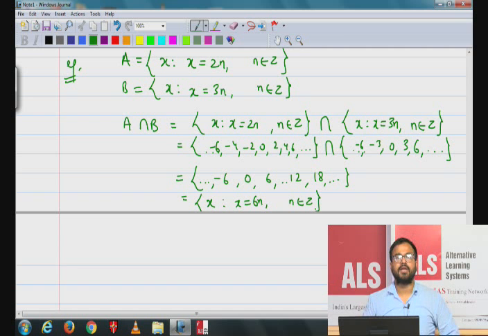So this is what is meant by intersection of two sets. Intersection means we are taking the common elements from both of them, and the common elements from set A and set B are all the multiples of 6.